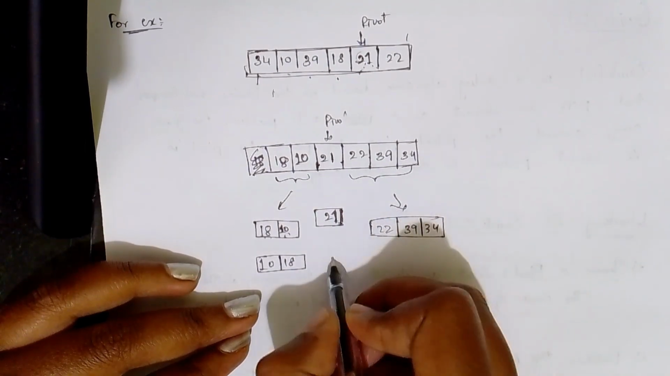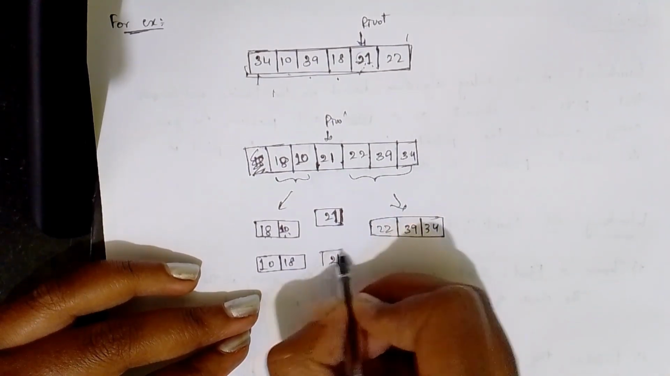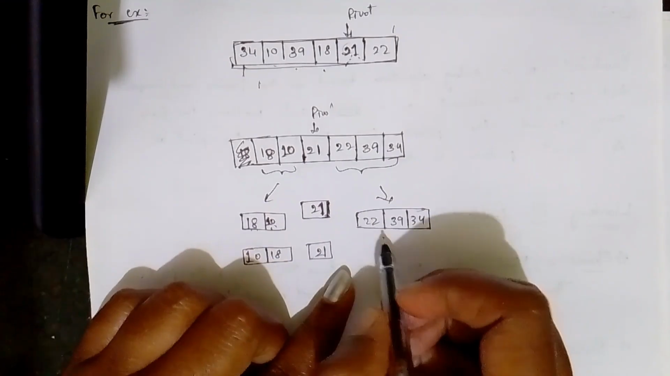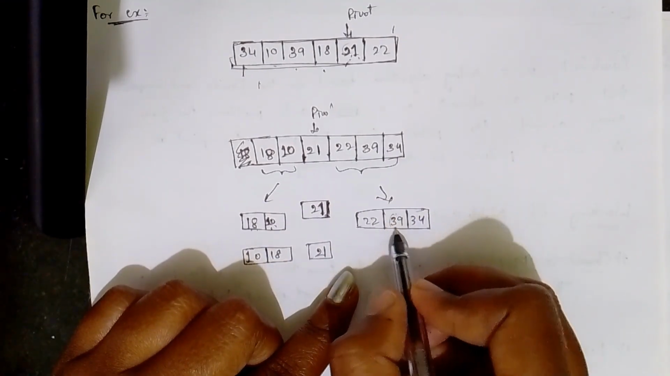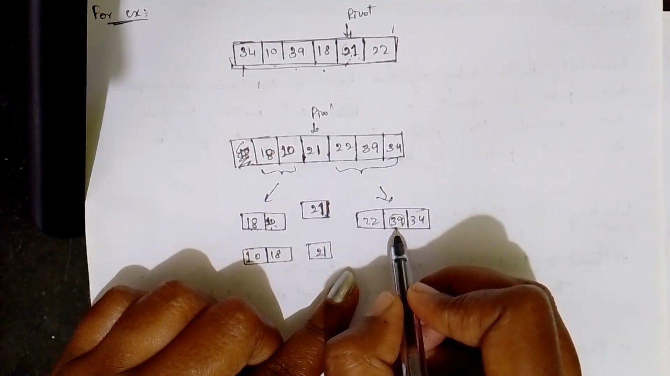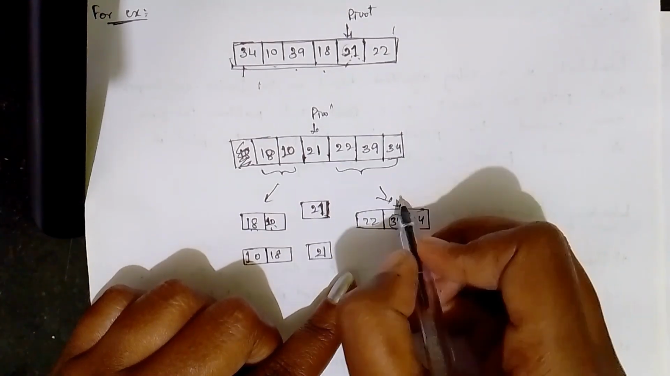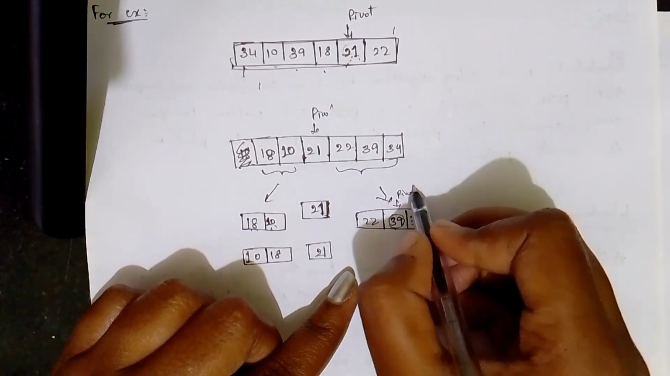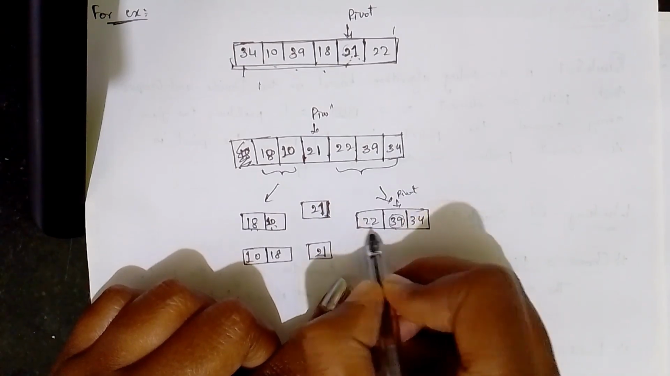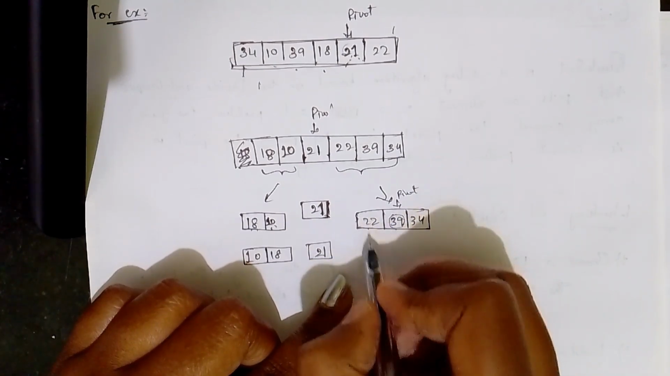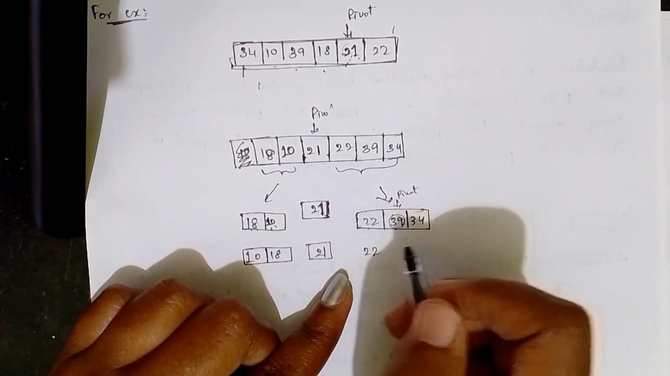Here 21 will be at its place, and now here you can see that 31 is the greatest element here. Let's take this as the pivot element. If we rearrange these elements, 21 will come at the left side only, so it will be at its left side.